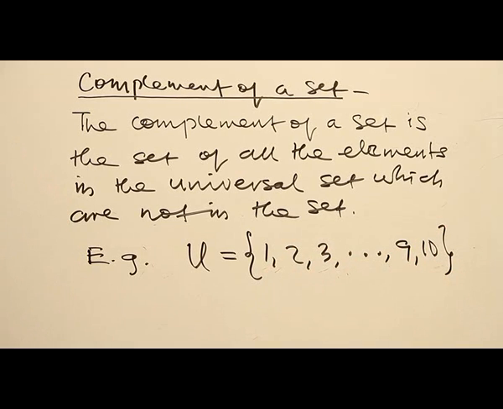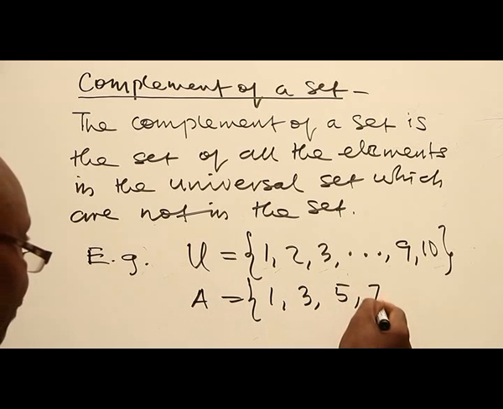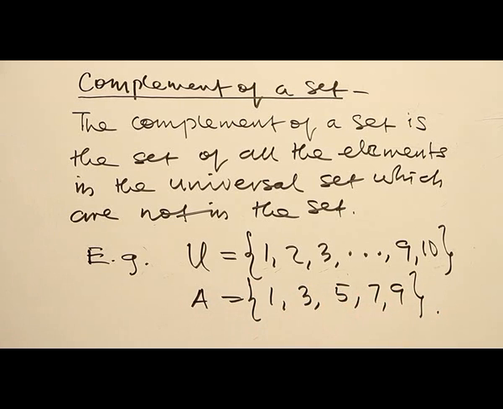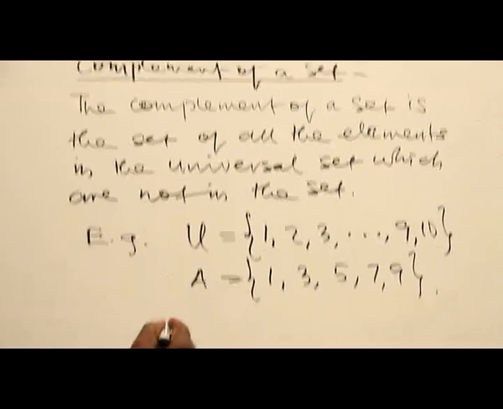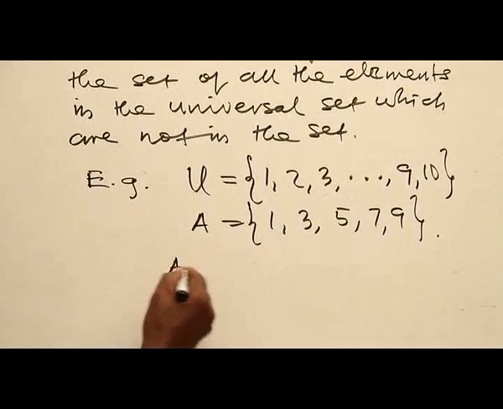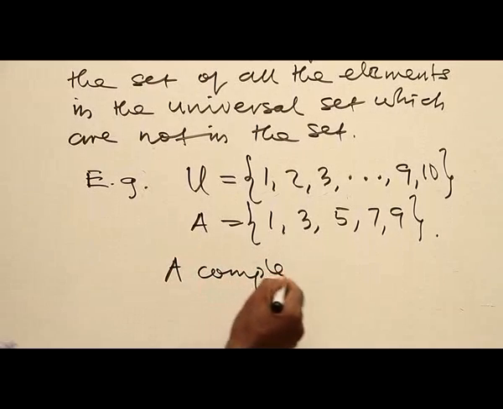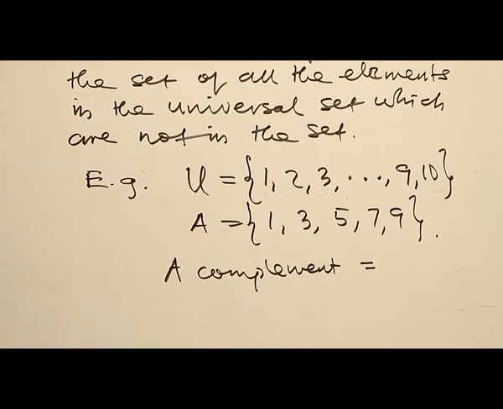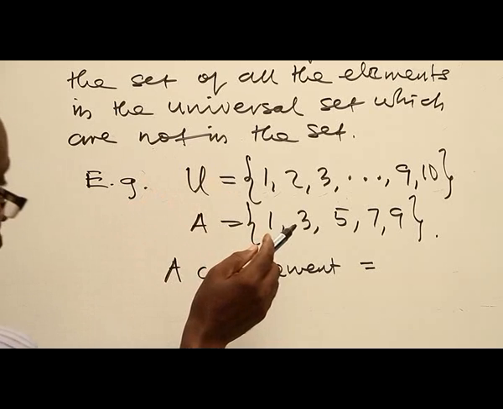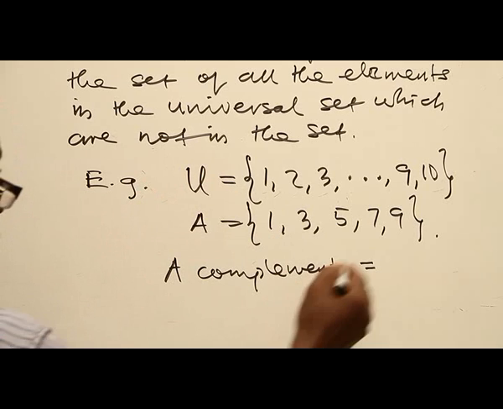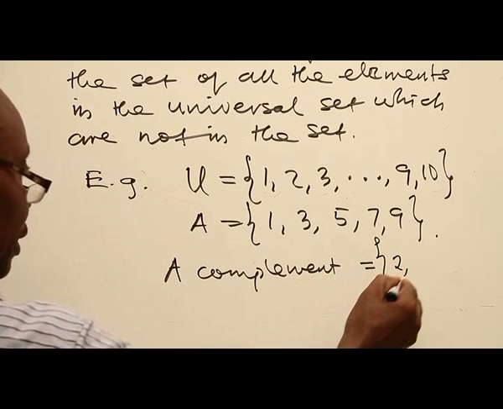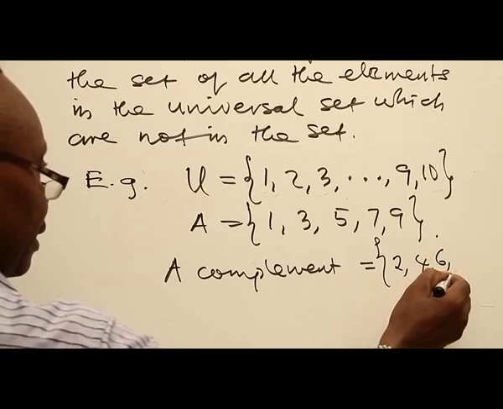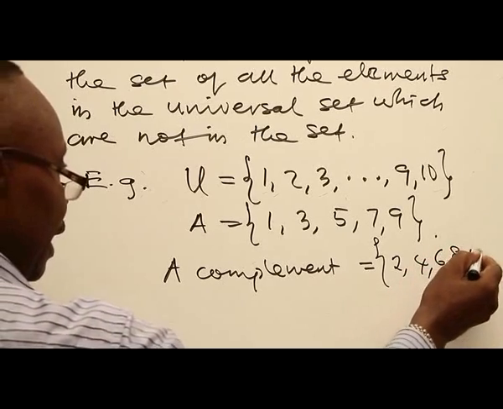The counting numbers from 1 to 10. And then let's define a set A to be equal to 1, 3, 5, 7, and 9. Now we write that the complement of a set, so A complement, will be equal to the elements that are in the universal set which are not in the set A. And what are those elements? 2 is there, 4 is there, 6 is there, 8 is there, and 10 is there.